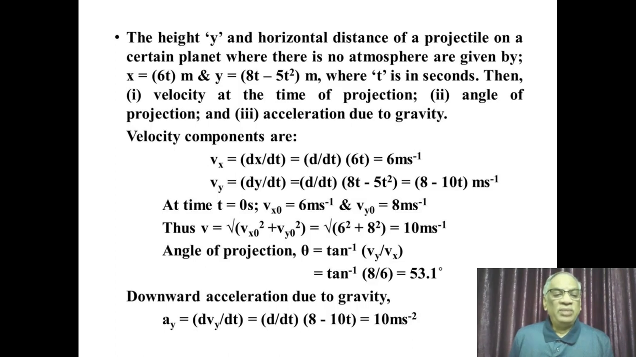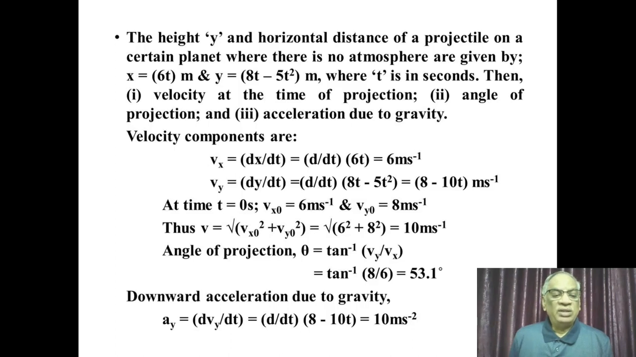Then the velocity components in the x direction and y direction are given by Vx is equal to dx by dt, because velocity is the rate of change of displacement. So Vx is d by dt of 6t, that is 6 meters per second in the horizontal component, and in the vertical component Vy is dy by dt, that is d by dt of 8t minus 5t square, that is 8 minus 10t meters per second. So the initial conditions, that is time t equal to 0, Vx is equal to 6 meters per second, and Vy naught is equal to 8 meters per second.